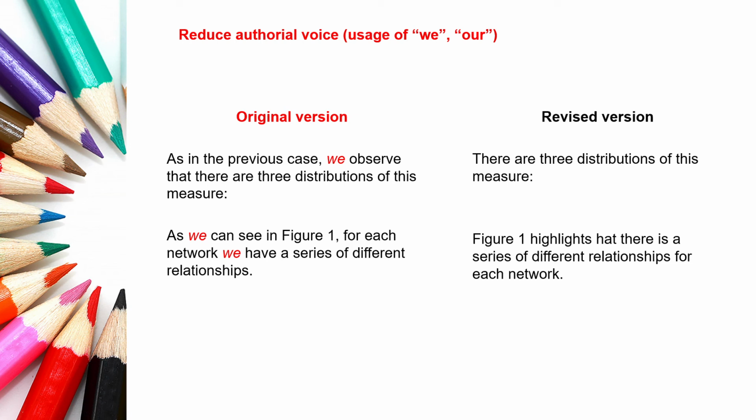measure. Okay, the next example: as we can see in figure 1, for each network, we have a series of different relationships. So instead of having a long sentence with personal pronouns, we can actually revise it to: figure 1 highlights that there is a series of different relationships for each network. You go straight to the point. Okay, so instead of being personal, you be professional. Yeah, avoid authorial voice or personal pronouns.